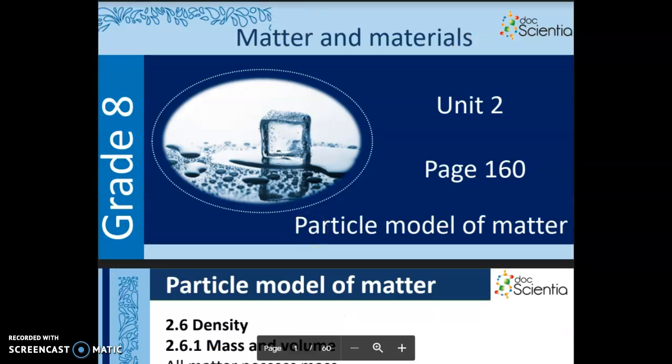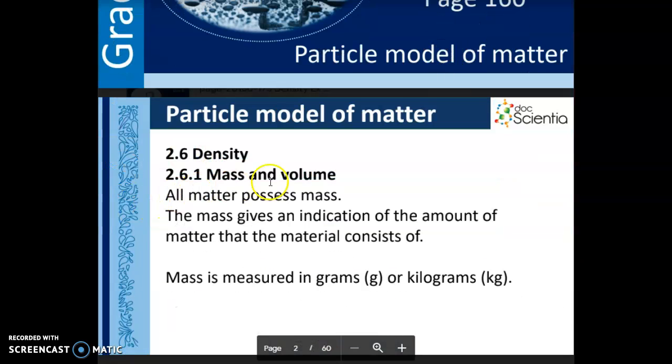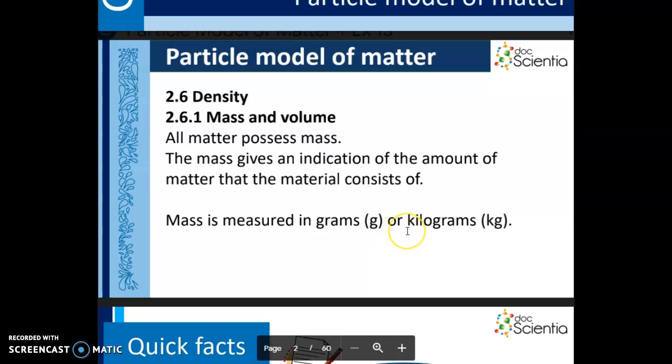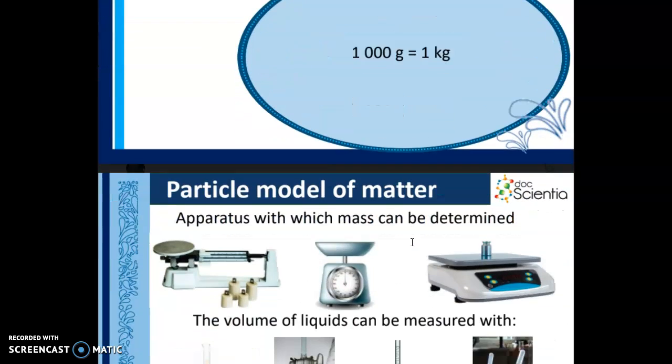We're going to learn about density. Density. All matter possesses mass. The mass gives an indication of the amount of matter that the material consists of. Mass is measured in grams or kilograms. Quick fact: 1,000 grams is 1 kilogram.